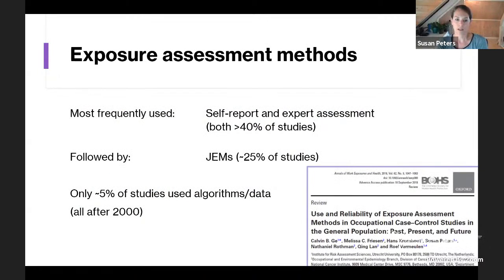So a couple of years ago, one of our former PhD students, now a postdoc at our department, Kelvin Good, did a review on what exposure assessment methods have been used in this type of studies, like in general population studies. The most frequently used were self-reported and expert assessment, followed by JEMs. So about 25% of the studies used a JEM.